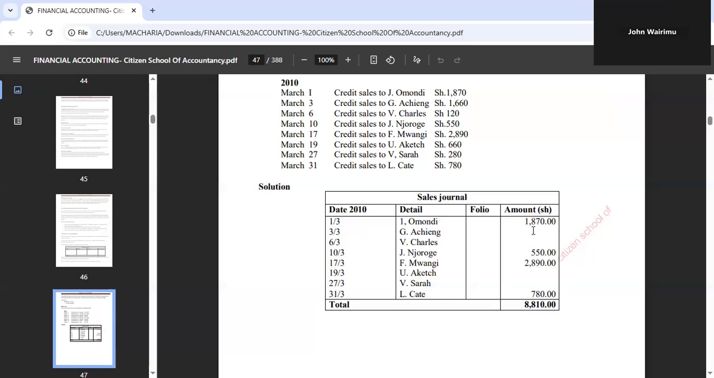Unfortunately, some data here went missing, but I should be able to, like this one, G. Achengo 1660. There should be 1660 here. When I was editing this one, I forgot that part. Then there is V. Charles, there is 120, J. Joroge 550, Mwangi 2890, Akech 660, all of them should appear here. They're just displaying information that this transaction was sold on credit. That's why they appear in a sales journal.